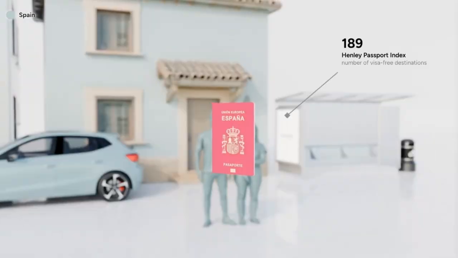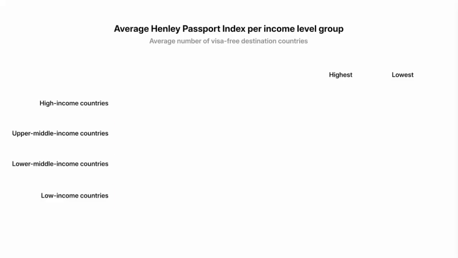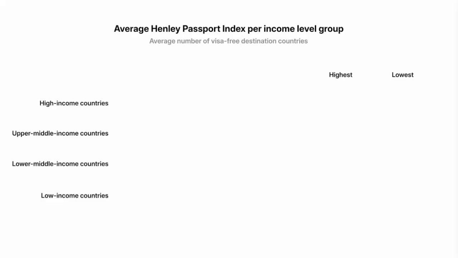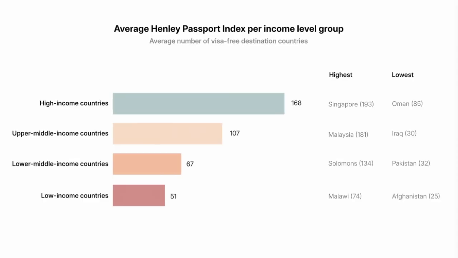At this tier, you also start getting the freedom to travel to almost everywhere. A Spanish citizen can travel to a total of 189 countries visa-free. For most of the world, that is not the case. If we look at the passport index of every country, we see that lower income countries have a lower number of destinations they can visit without a visa. The freedom to travel the world depends on the income level of your country.